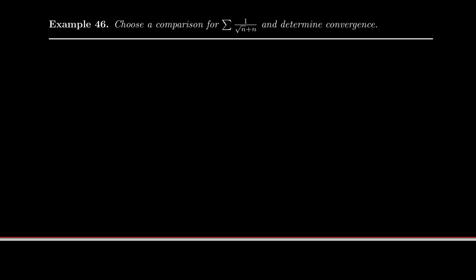So let's choose a comparison test for this and determine convergence or divergence. The easiest way to look at this guy is to look at the top and the bottom. 1 over root n, which remember is n to the 1/2, plus n, right? Which one of these two is bigger? Square root of n or n? N. So compare this to 1 over n. Does 1 over n converge or diverge? It diverges.